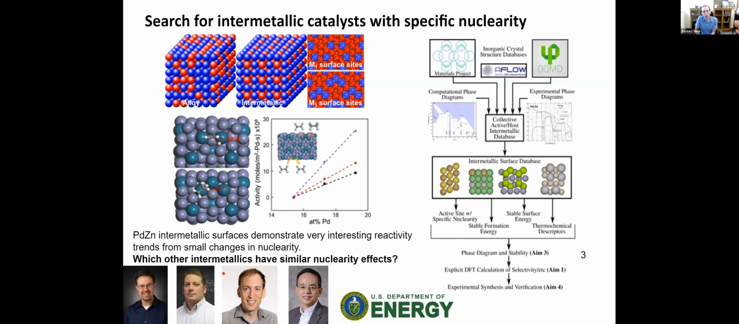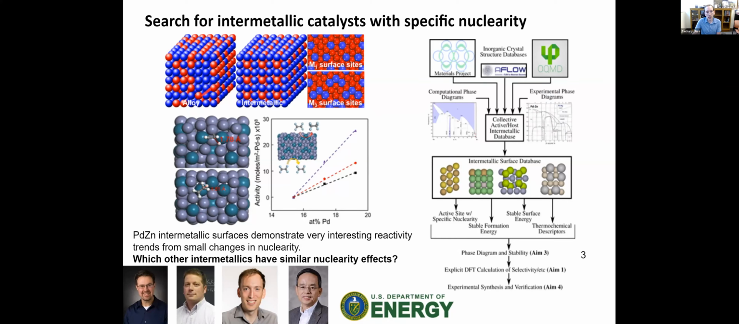So just to give you a feel for maybe more specifically what one of these questions might look like and why material science is so important, I just wanted to highlight this project with Mike Janik and Rob Ryu and Zikui Liu at Penn State University. This is a DOE-funded project that we work on together. And we're interested in binary alloys and binary intermetallics.